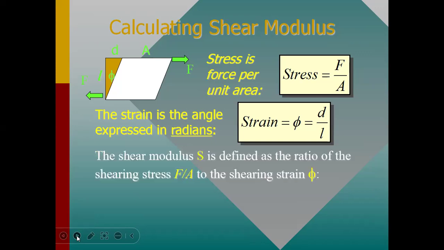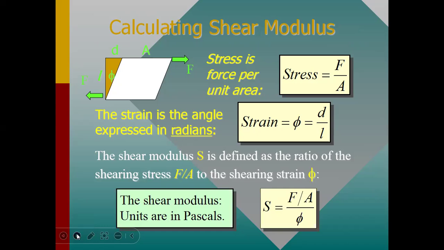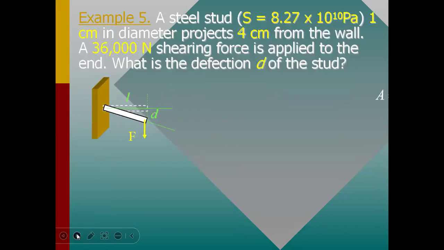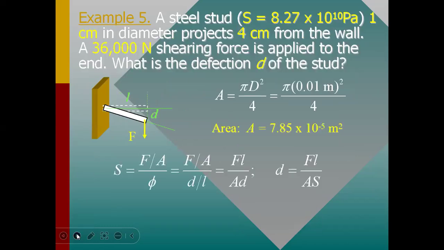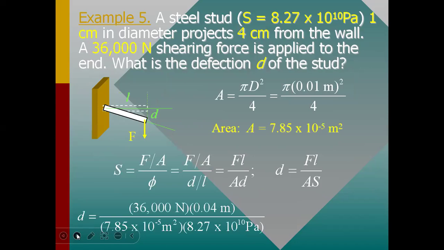So the shear modulus S is defined as the ratio of the shearing stress to the shearing strain. That means shearing stress divided by shearing strain is called the shearing modulus. So the unit of shearing modulus is also Pascal. Now this is the example for finding the shearing stress and shearing modulus. The increase in length is 0.022 meter.